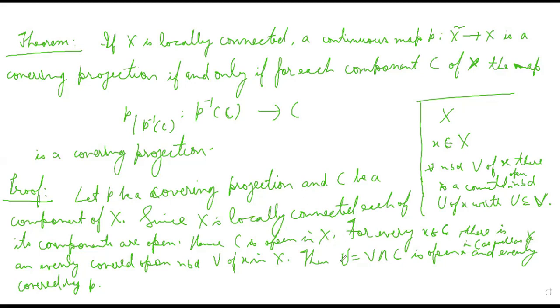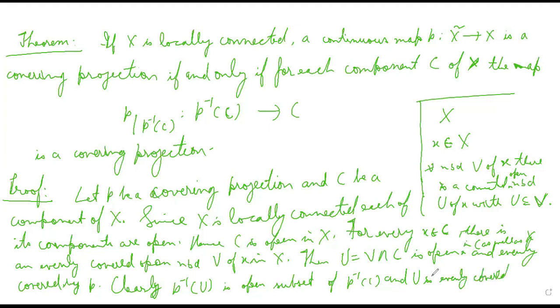So it means that P inverse U also will be an open subset of P inverse C, because U is a subset of C. So clearly P inverse U is open, U is an open subset of C, and U is evenly covered by P restricted over P inverse C. So one side we have proved.